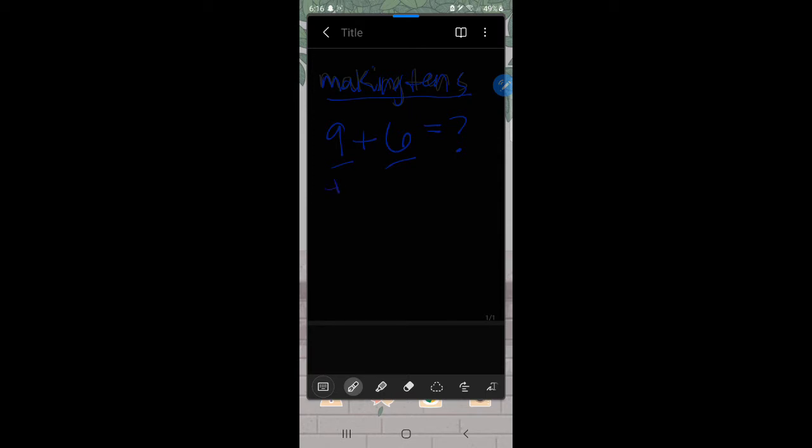I know that I'm going to need plus 1 to make a 10, and that plus 1 is going to come from that 6. So we're going to rewrite the equation. I need to make a 10, so I need plus 1. I took that 1 from the 6, thus making the 6 a 5, making the 9 a 10, and this gives us 15. So that is an example of how to make a 10.